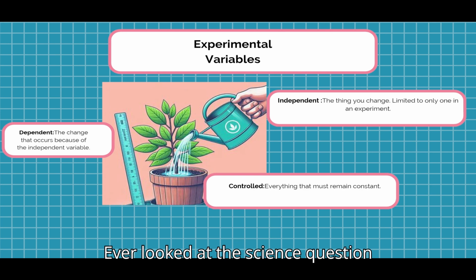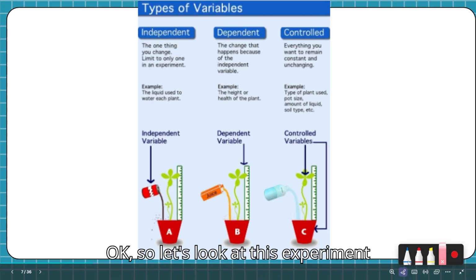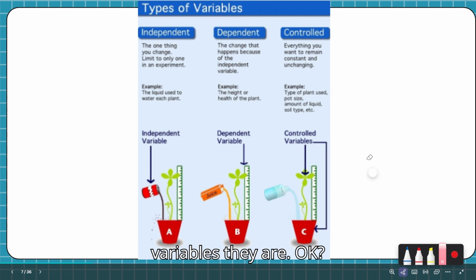Ever looked at a science question and thought, wait, what's the independent variable again? Don't worry, I'll show you how to spot them easily and how to plot them correctly on a graph. Okay, so let's look at this experiment to understand what the types of variables there are.